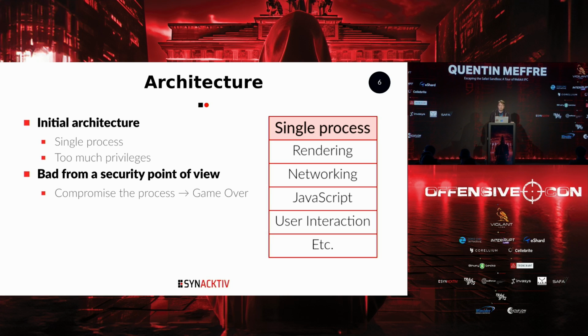Initially, the architecture of WebKit was pretty basic. Initially, WebKit only had one process to do almost everything. So from a security point of view, this design is very bad because if an attacker is able to compromise this process, then they will have lots of privilege, which is not a good idea.